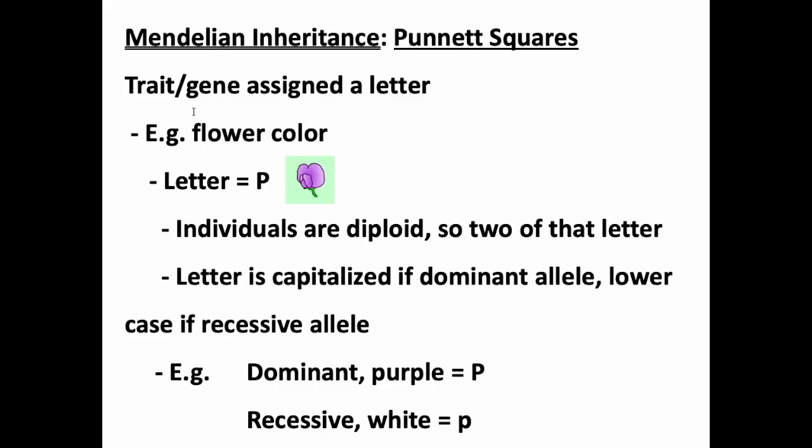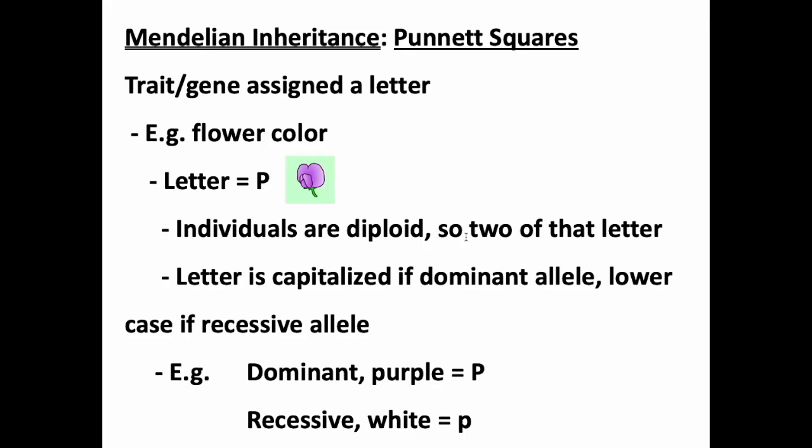So again, we're tracking one trait, one gene at a time. The trait or the gene is assigned a letter. So let's, again, keep looking at flower color. By convention, the letter that we choose is usually the letter associated with the dominant phenotype. So for flower color, as we've seen earlier, the dominant phenotype is purple. So by convention, the letter we would choose is P. We will see in just a minute why this is a bad idea, but again, by convention, usually associated with the dominant phenotype. Individuals are diploid, so they're going to have 2 of that letter.